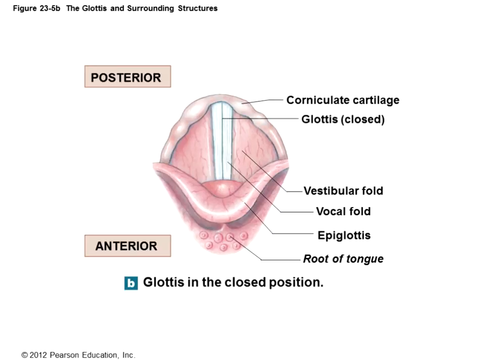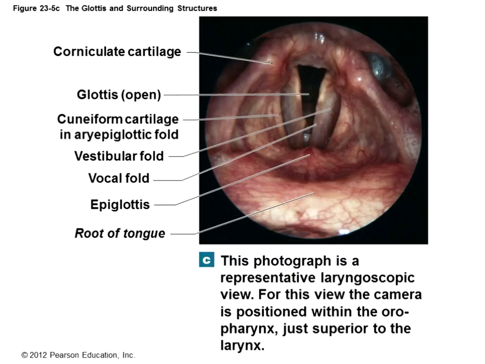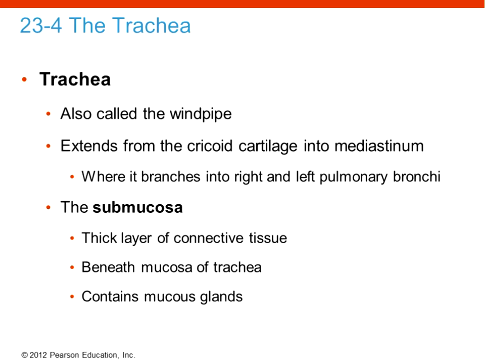Also, as you work through that, here's the glottis in the closed position. Right? And there's an actual photograph through the laryngoscopic view just above the larynx, and you can see that glottis open, and you can see the vocal folds in that position. All right? And here's the epiglottis. You can see that's open as well. We'll be covering that at that time.